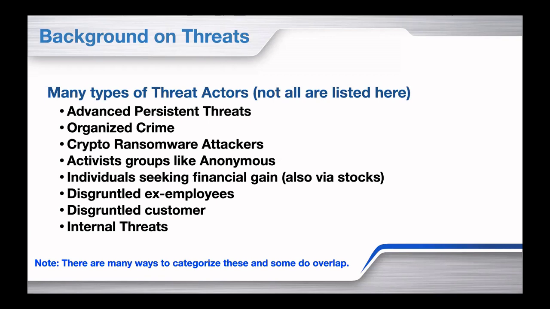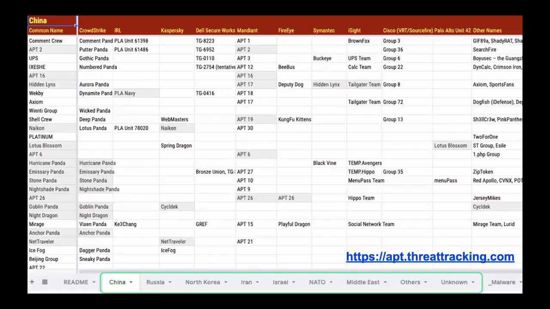And then more recently, we're seeing a lot of these crypto ransomware attackers, and they're also part of what is considered organized crime. And there's a little bit of blurriness between this organized crime and what's called advanced persistent threats. And I want to talk about that for a little bit. The first thing I'm going to show you is there's a spreadsheet that everybody can download if they'd like. And this is a Google Doc, and you can get it at apt.threattracking.com down at the bottom right.